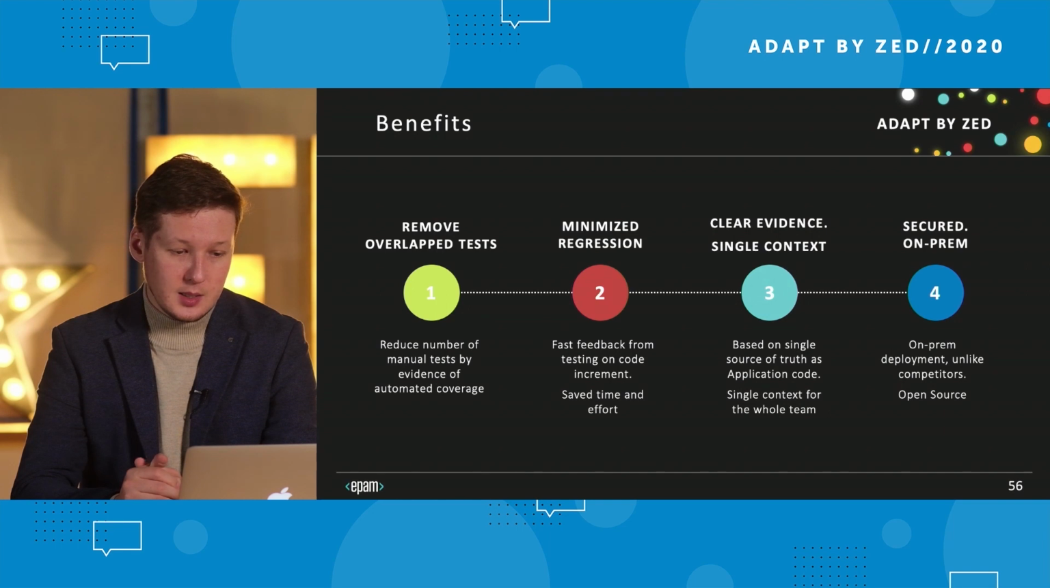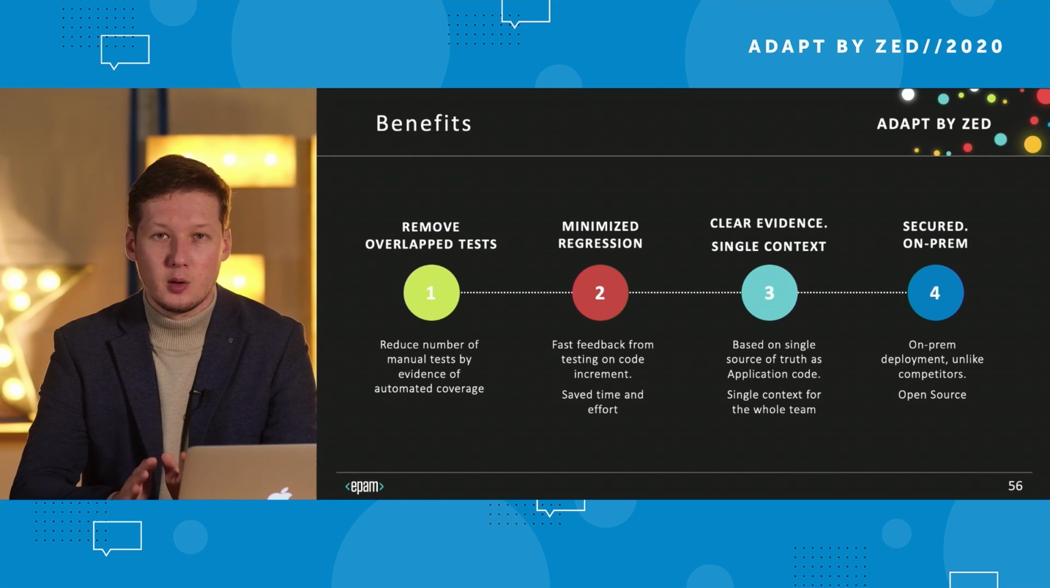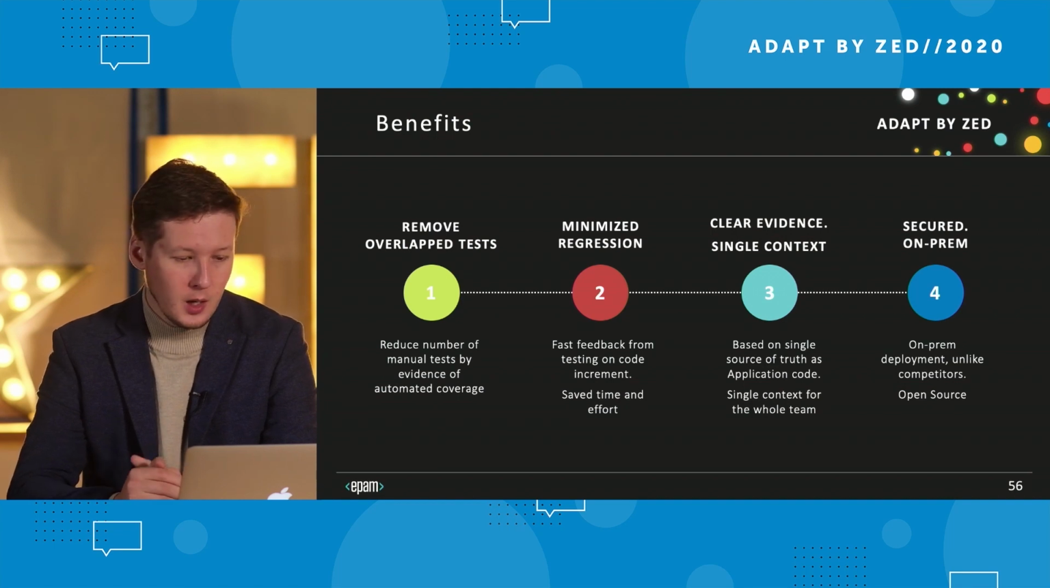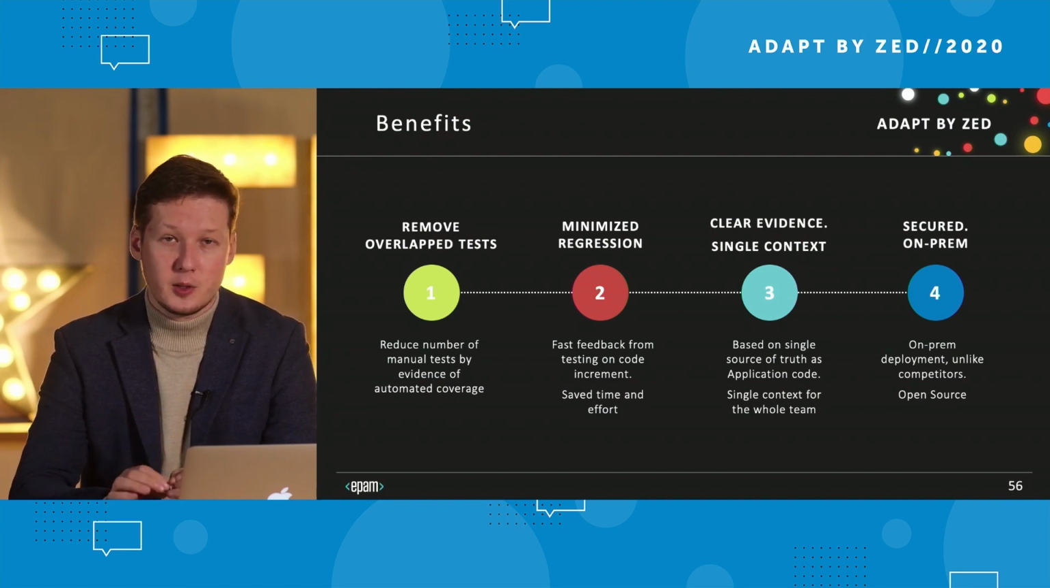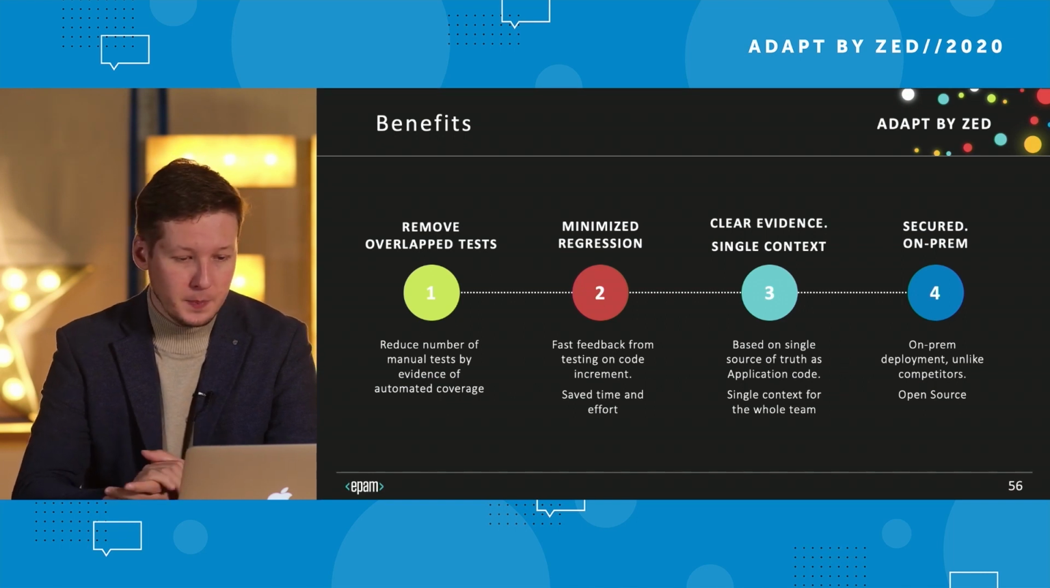You also can minimize the regression itself and receive super fast feedback on top of the code increment which was made by the developer. This allows engineers to receive the results in a matter of minutes and avoid the situation where you have the integration infrastructure failing because of a number of issues. It really saves time and effort for shifting right development.